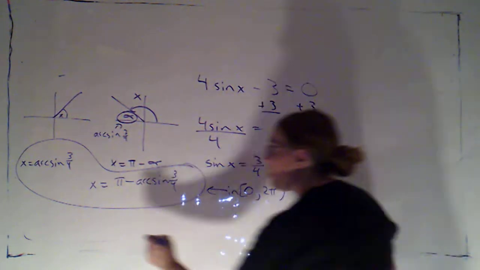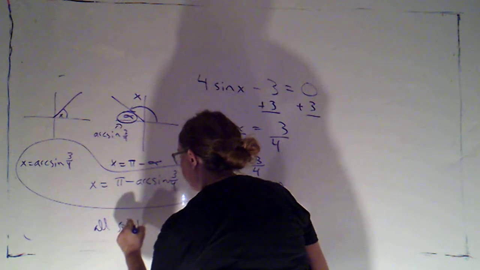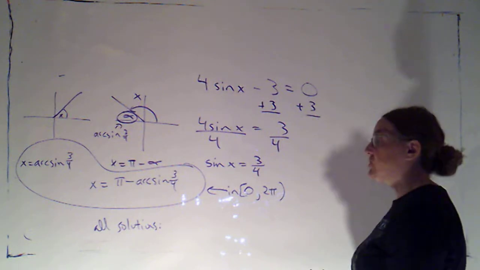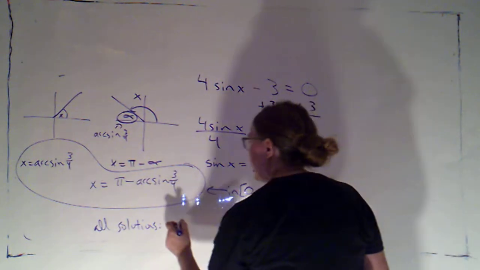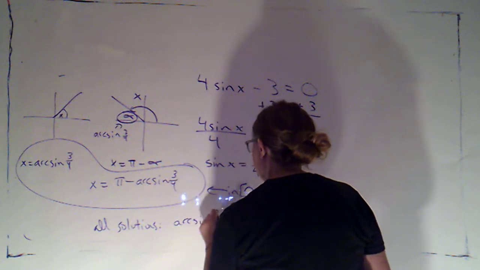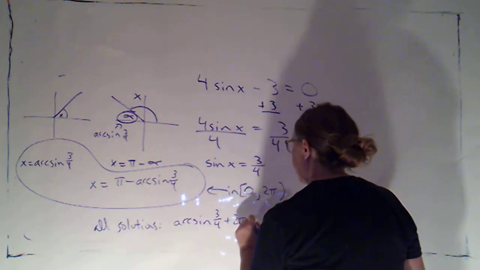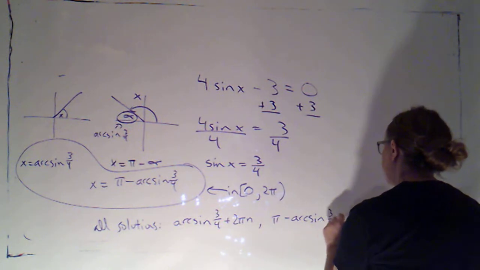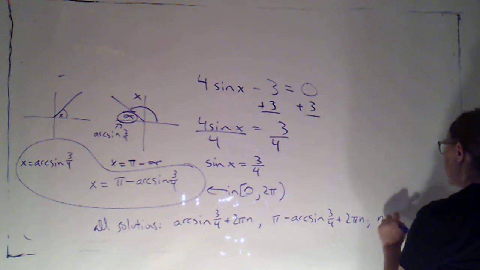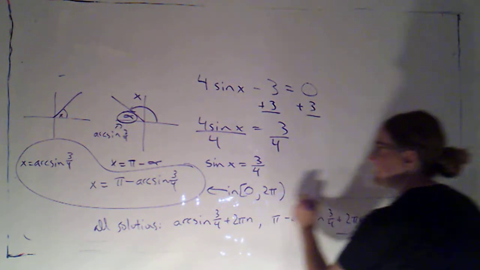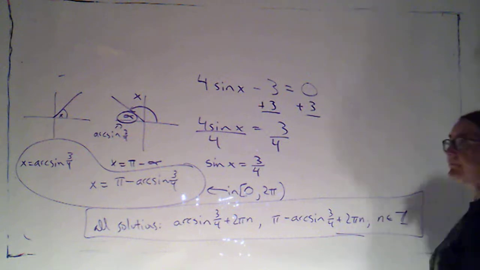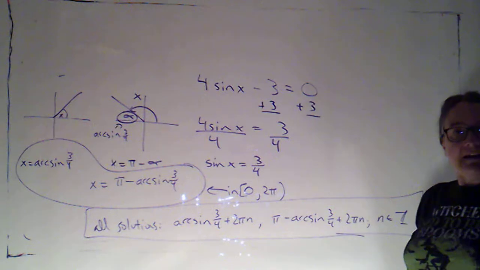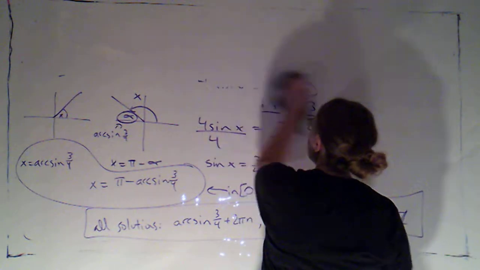If I wanted to get all solutions, all I'm going to do is add a multiple of 2 pi to each of those. So I would get arcsine of 3/4 plus 2 pi n, and then pi minus arcsine of 3/4 plus 2 pi n, in both cases where n is an integer. Excellent. Okay. Why don't I just take a look at an example that involves tangent while we're at it?